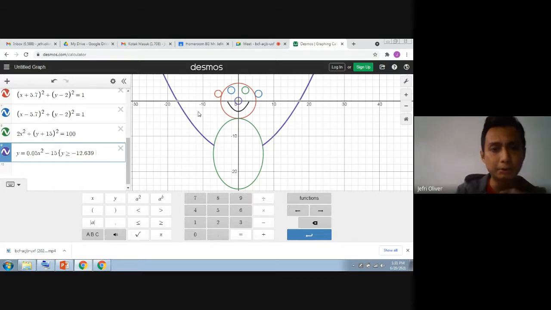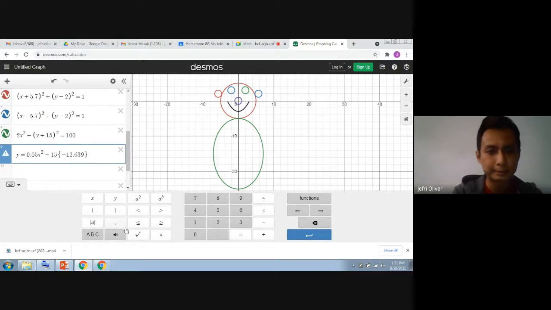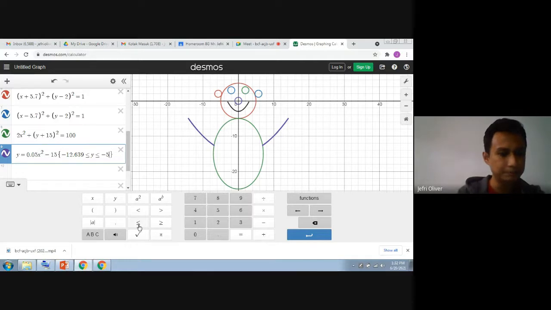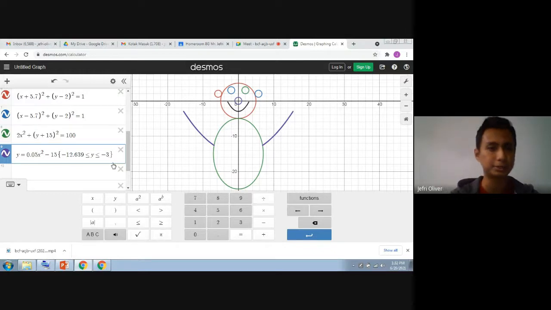And I will also restrict the range until, for example, negative 5 maybe. Okay, something like that. And then again, it will be based on your own justification. If you want to make it until negative 3, it's also fine.